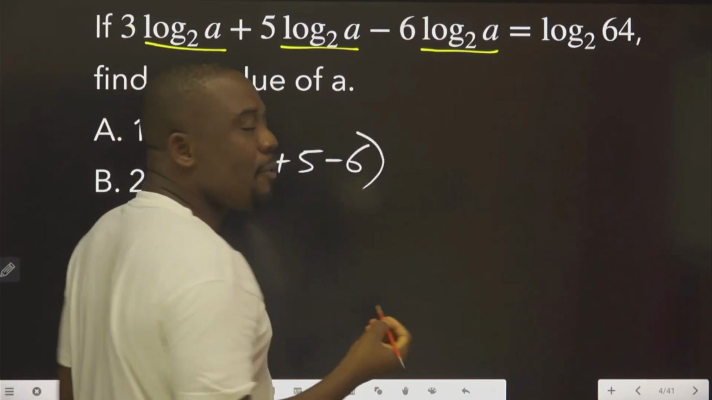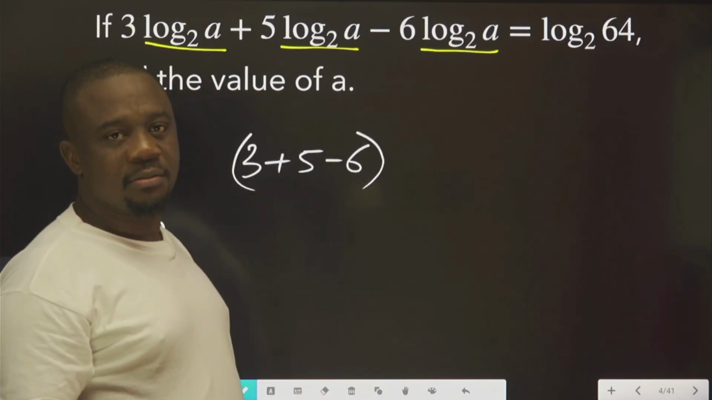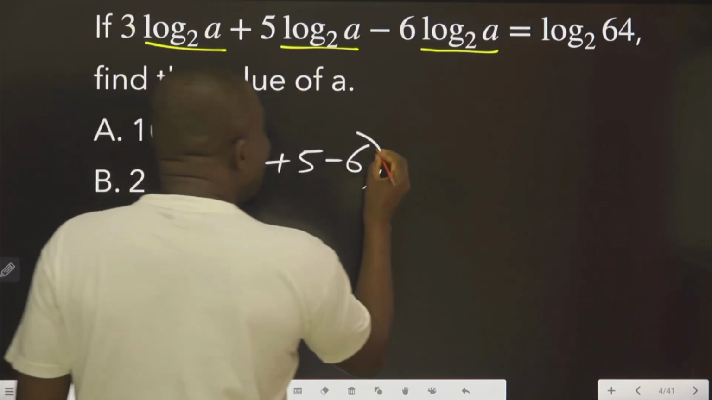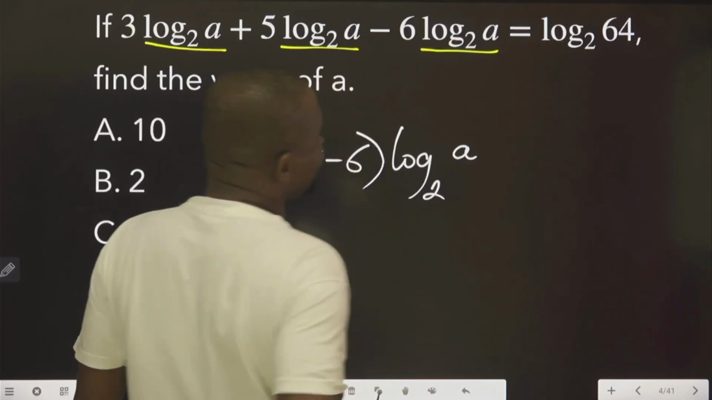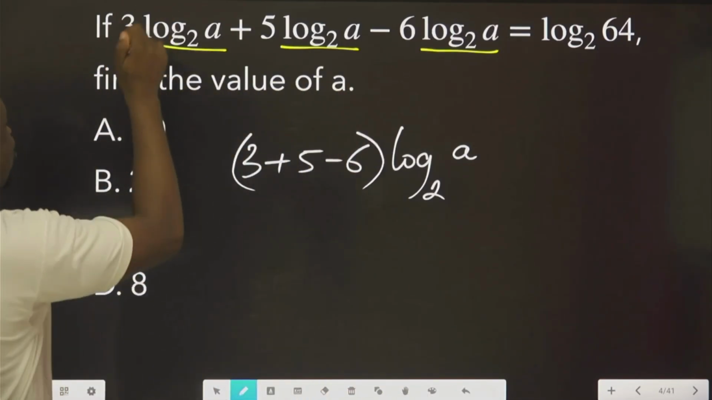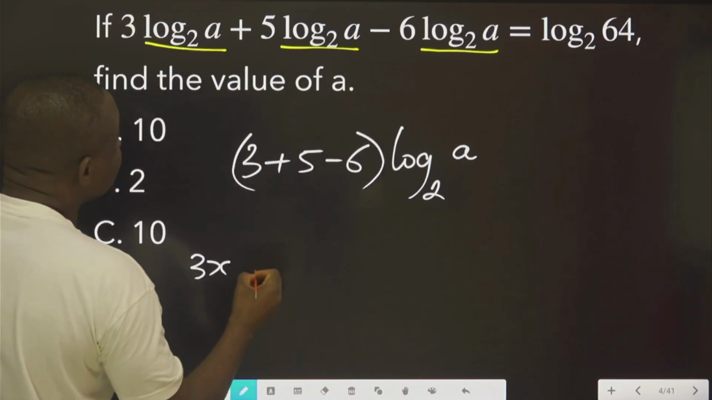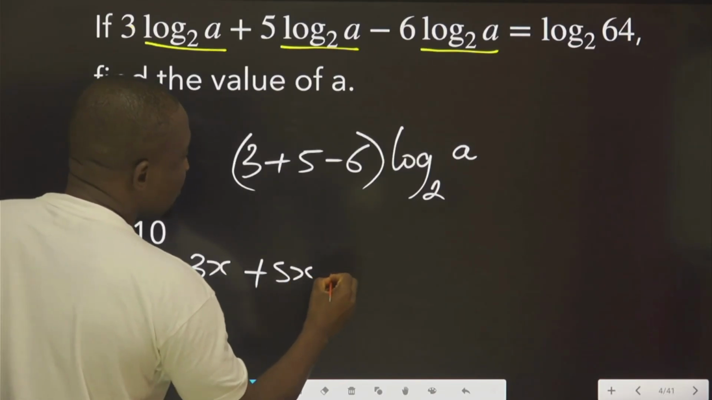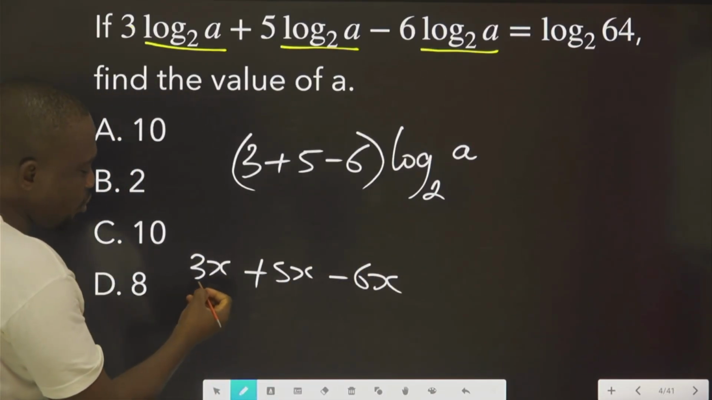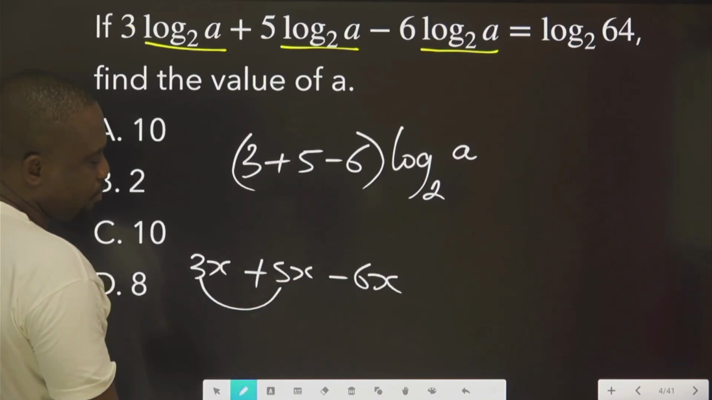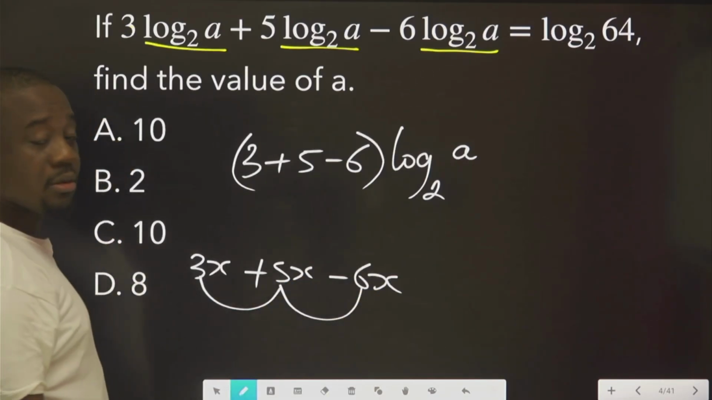Remember, this is JAMB, you need to be fast. Now you take one of them, that is log a to the base of 2. Assume, for instance, you have 3x plus 5x minus 6x. What would you do? You can simply do this plus this minus this.